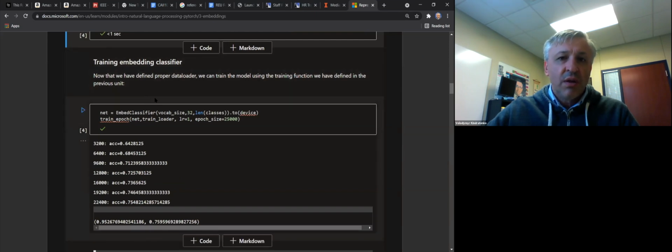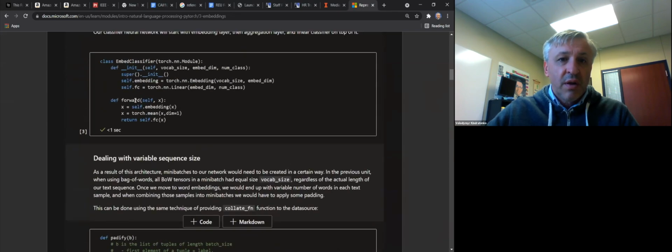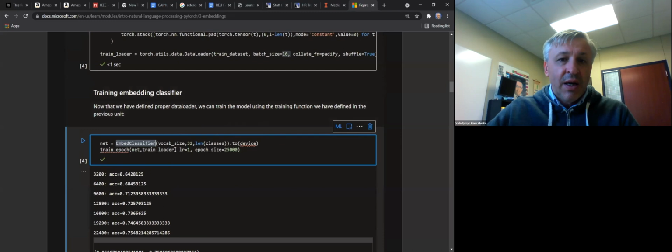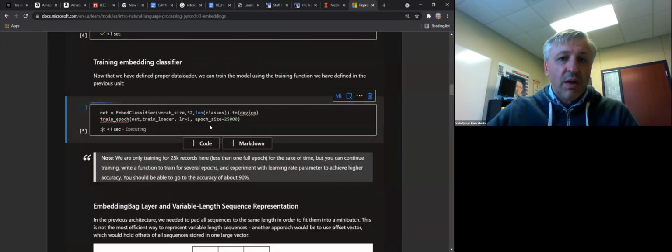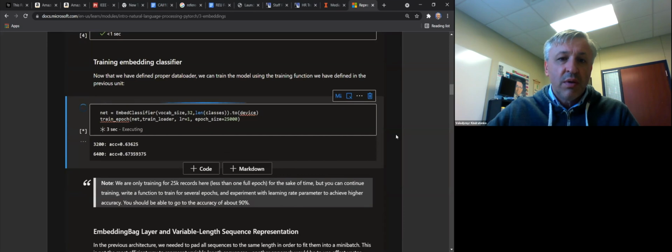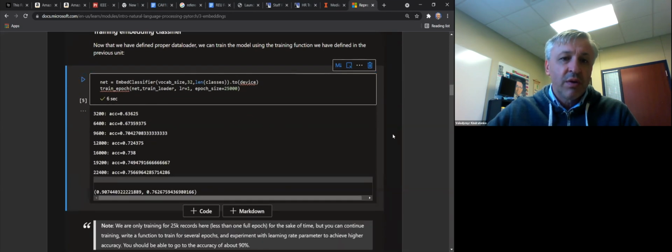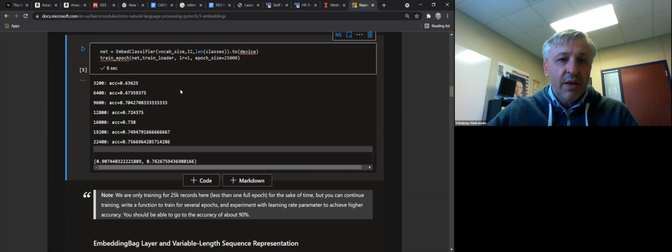Having this, we can build our classifier. We can train the model using the training function we defined in the previous notebook. Our network will be this embedded classifier, which we build here as this class, and we will run it for a few epochs. At this point, we may want to use some sort of accelerator, because this is going to take a considerable amount of time to train on the CPU, since those embeddings also take time to be built. We see that our network starts with lower accuracy, but eventually the accuracy improves, and the overall loss improves over time as well.